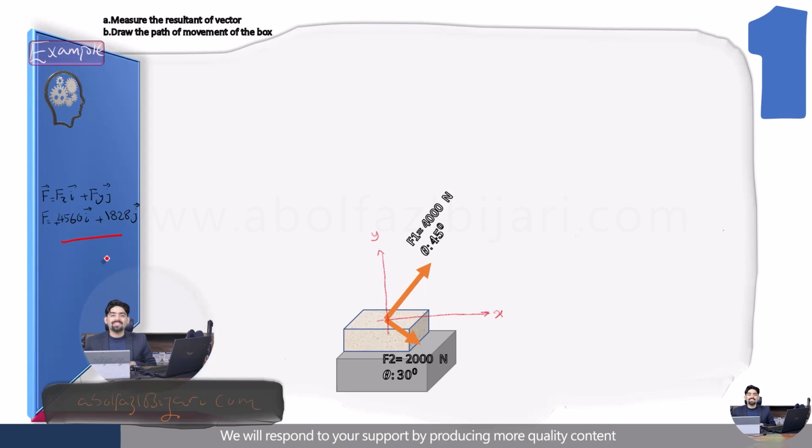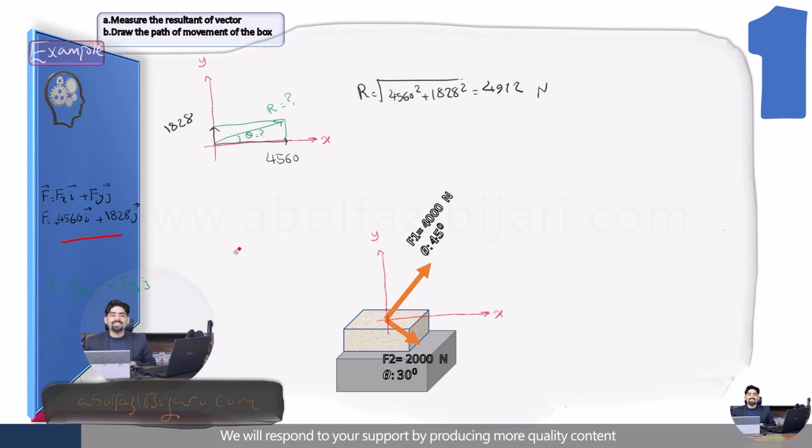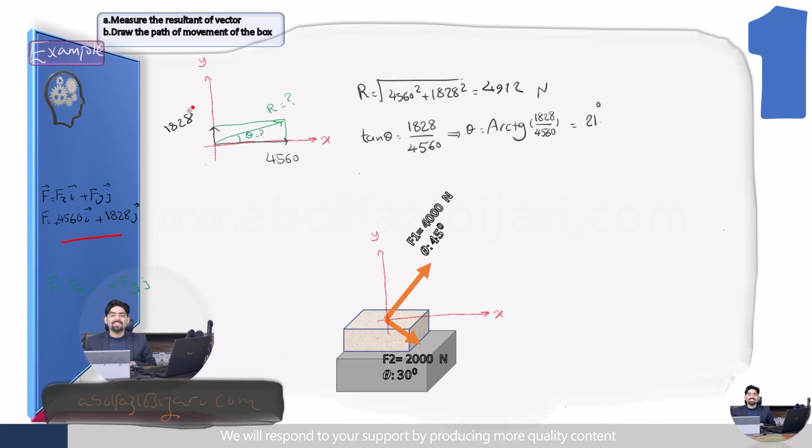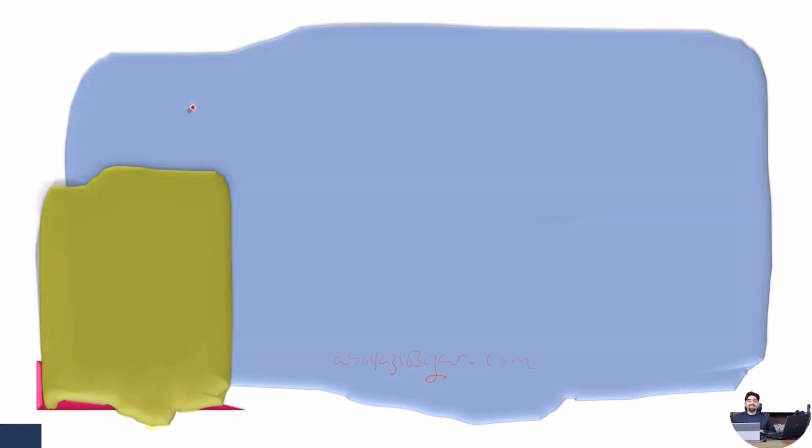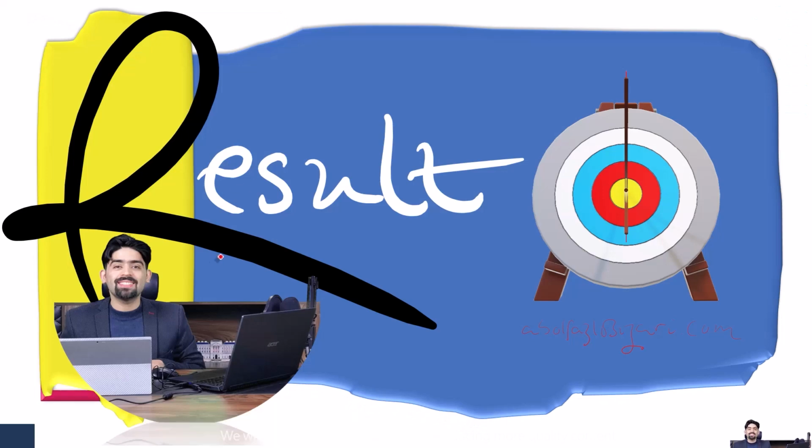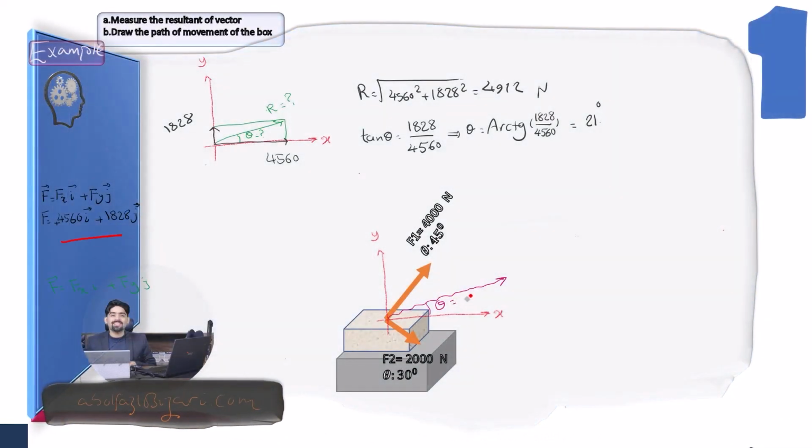1828 j. The final step is to calculate the direction and angle using the method of the training video available in the resultant video. The resultant vector becomes 4912 newtons, and the angle of the resultant relative to the horizon, which is the final direction of the box's movement. Our answer to the second question is 21 degrees relative to the horizon. Okay, as you see in these pictures, this is theta.